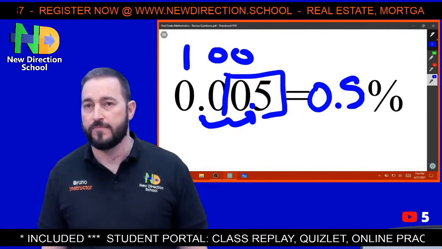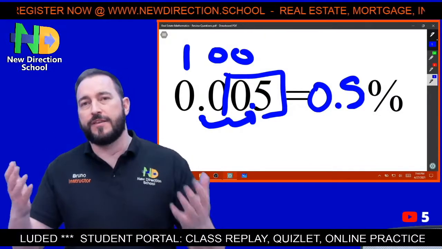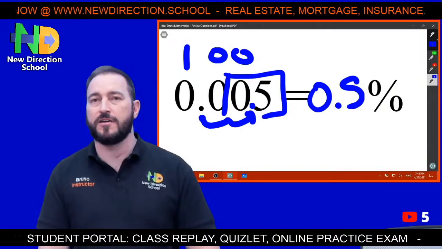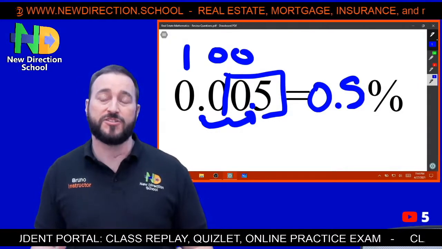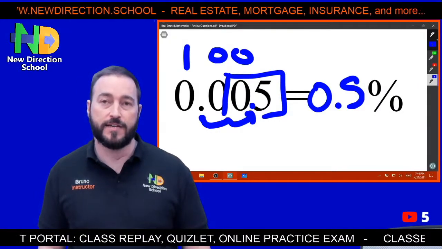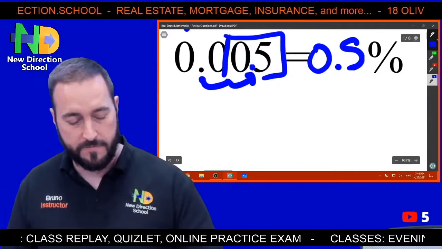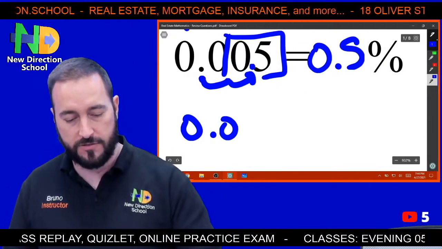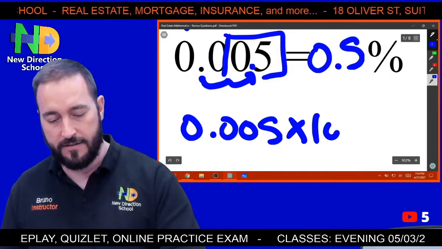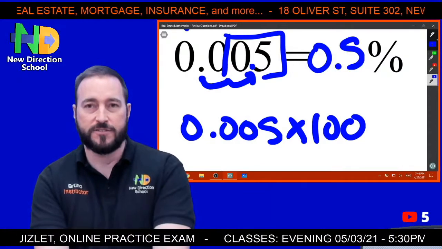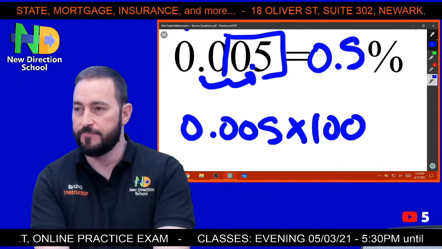0.5%. Okay? Another thing you can think of, I'm going to give you a bunch of ways to go to the same result. Another thing you can think of is percent means per 100, right? So one of the things you can do also is take the 0.005 and multiply by 100. Put that on your calculator. What's the result if you put it on your calculator?